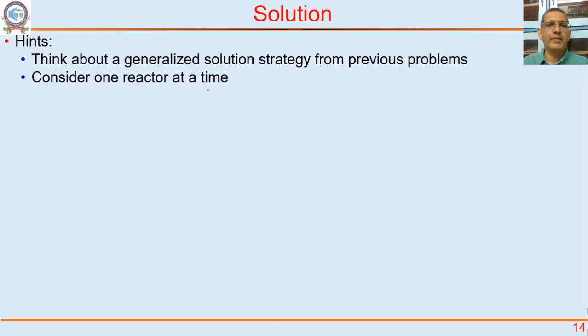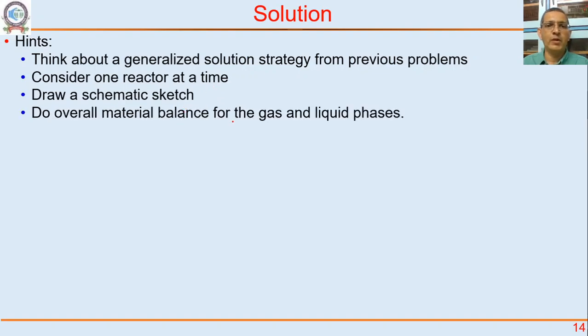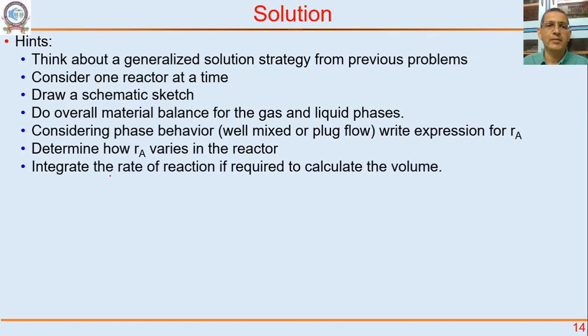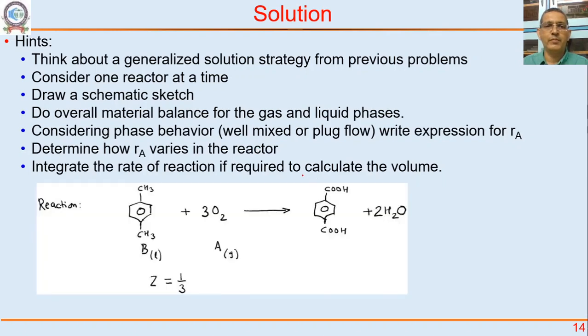Consider one reactor at a time. Let's say a well mixed reactor, stirred tank. Draw a schematic. Do overall material balance. Consider phase behavior. Write expression for RA. See how RA varies in the reactor. Integrate to calculate the volume. This is a reaction, right? Z is 1/3 now. We have seen this earlier.